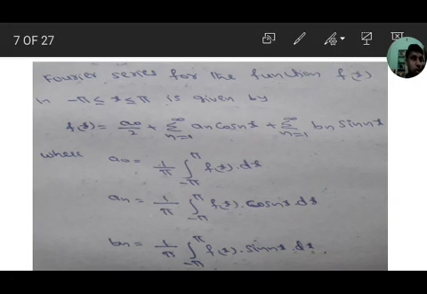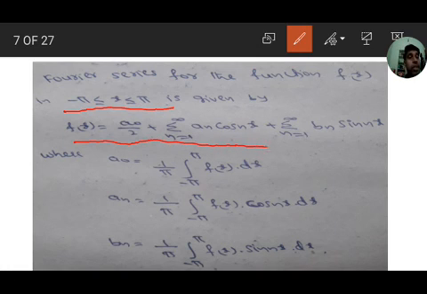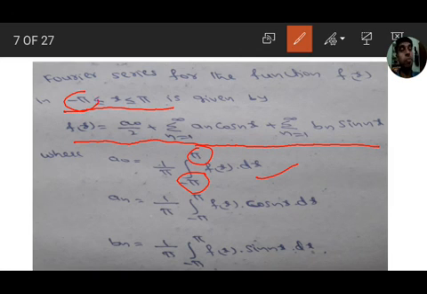Next, the Fourier series for the function f of x in the interval minus pi less than or equal to x less than or equal to pi is given by f of x equal to a naught by 2 plus sigma n equal to 1 to infinity a n cos nx plus sigma n equal to 1 to infinity b n sin nx, where a naught equal to 1 by pi into integration minus pi to pi f of x dx. The limits will be minus pi to pi. Where the function is defined, those interval limits will come.